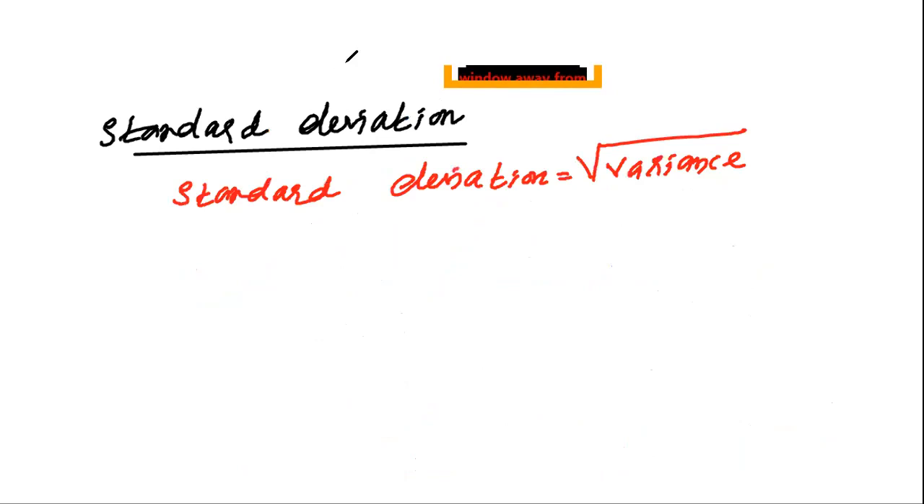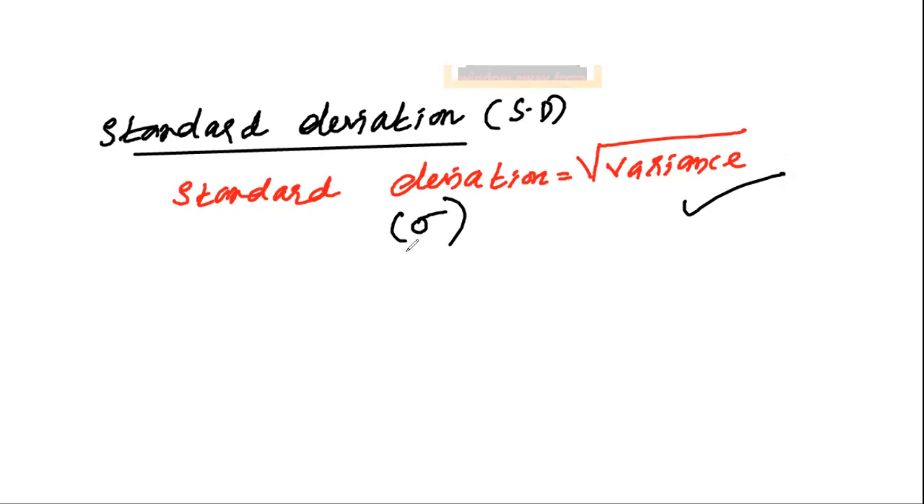Now remember, the next topic is standard deviation. In short, we can write SD. Remember, if the variance is known to you, the standard deviation is always the root of the variance, and it is denoted by the letter sigma. It's that much only. Standard deviation is equal to the root of variance.